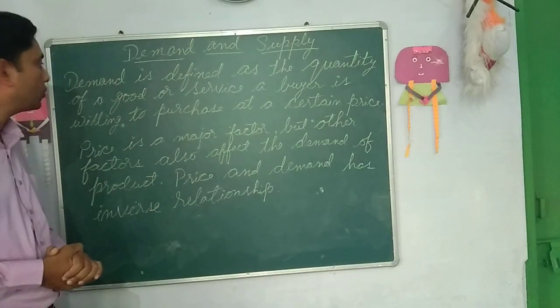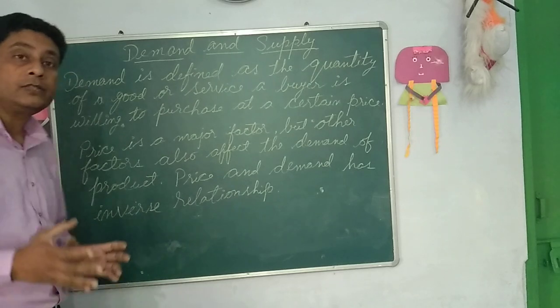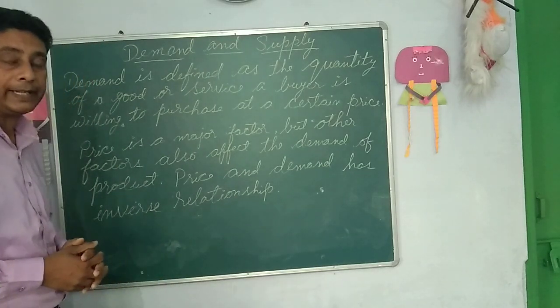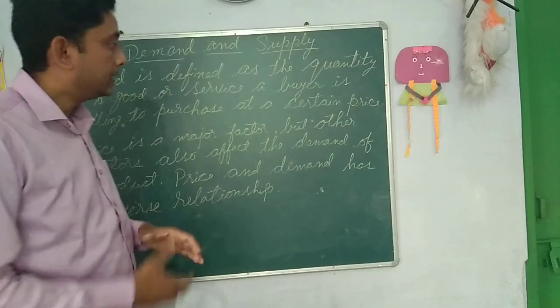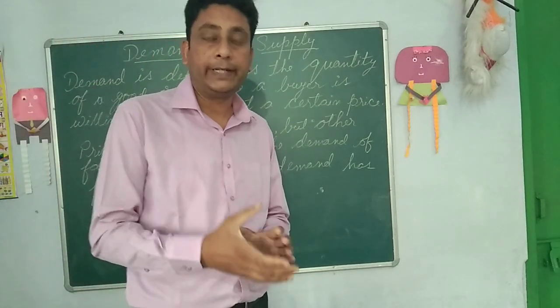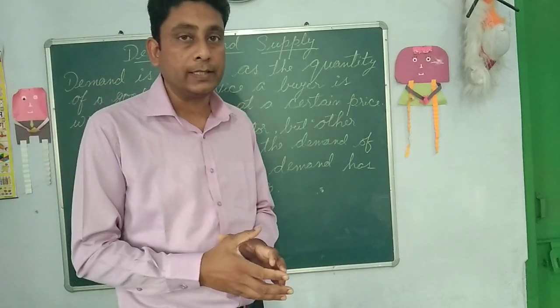Demand is defined as the quantity of a good or service a buyer is willing to purchase at a given price. Here, goods or services can also be referred to as a commodity. Commodity means goods or services taken together.